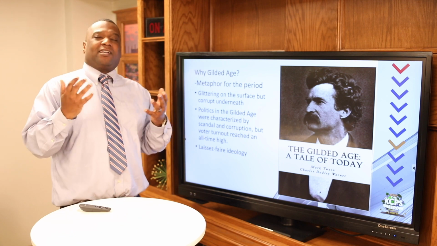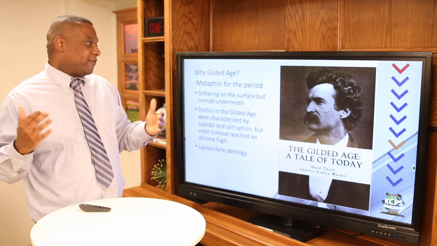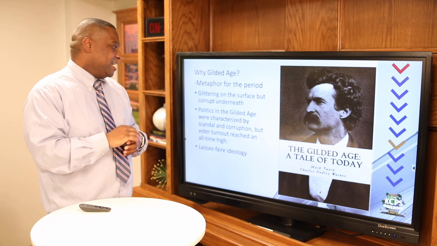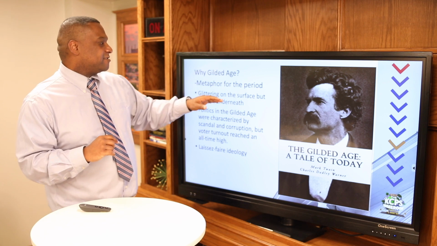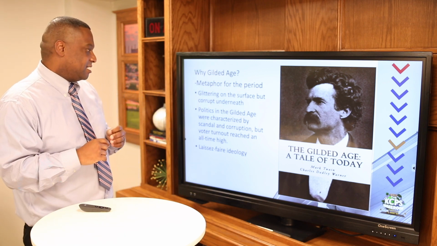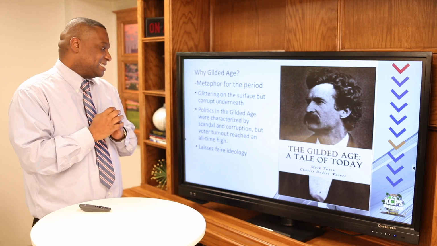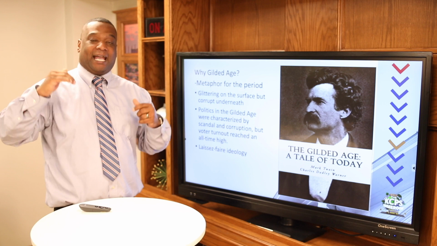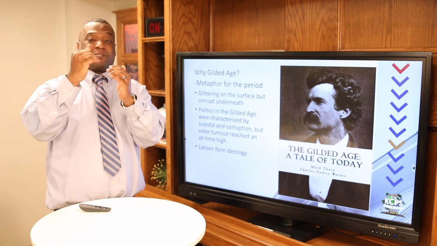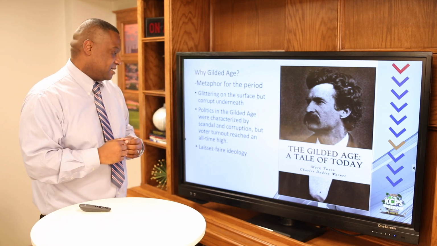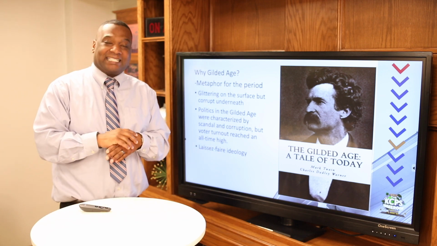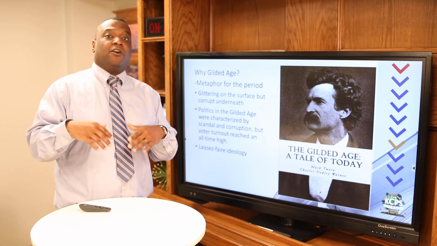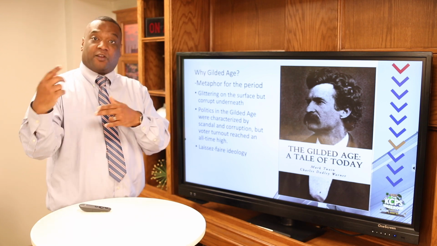So, why do they call it the Gilded Age? Basically, it was a metaphor for the period. Our own Mark Twain, basically from Missouri, he coined the phrase. It was glittering on the surface, but corrupt underneath. The politics of the Gilded Age was characterized by scandal and corruption. But voter turnout reached an all-time high. We're talking about something like 80% of people were voting during this time frame. Then this was represented by laissez-faire ideology. What does laissez-faire mean? You remember, that's no government intervention or no government regulation. We talked about that term early in the year, right?